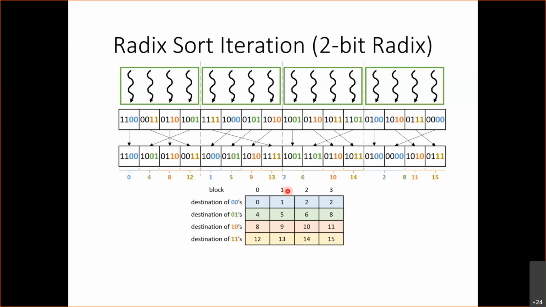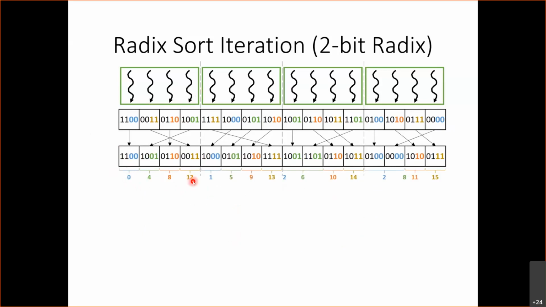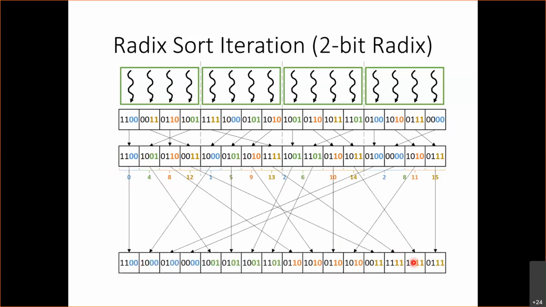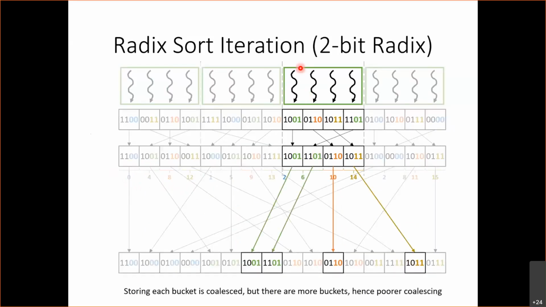So we send these back to the blocks, and now each block knows where it needs to write out each of its buckets. Having done that, each thread block will take its buckets and write them out to global memory. And as you can tell, these writes will be coalesced. If we look at this thread block, for example, the 0,1s, nearby threads will be writing out nearby elements to nearby locations in global memory.